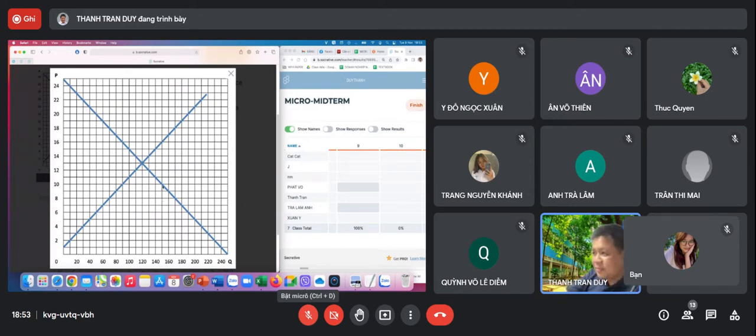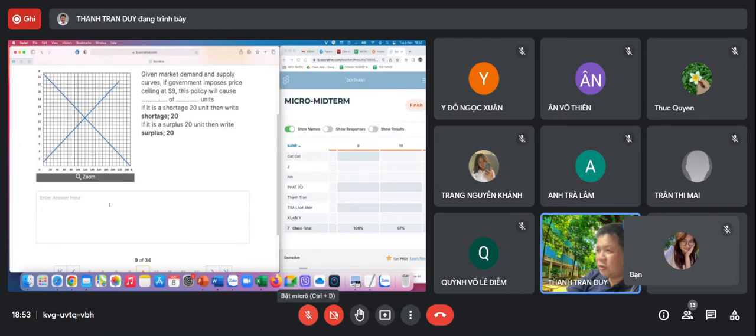Because at this price, 9, the quantity demanded will be 160. Do you see it? And the quantity supplied will be 80. So in this question, your answer will be shortage, and 80.